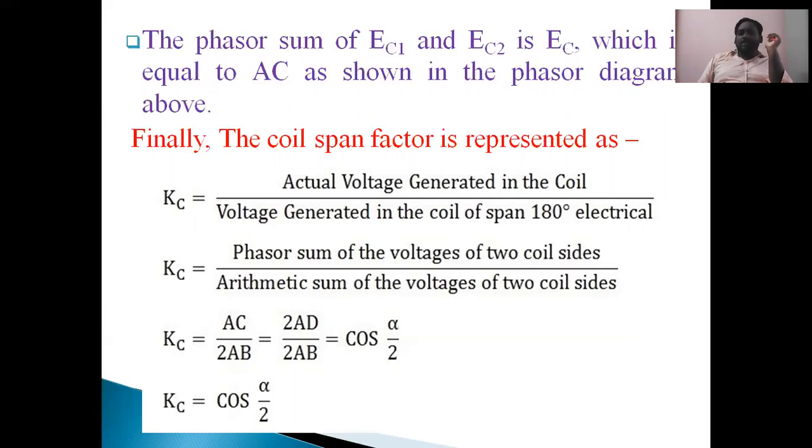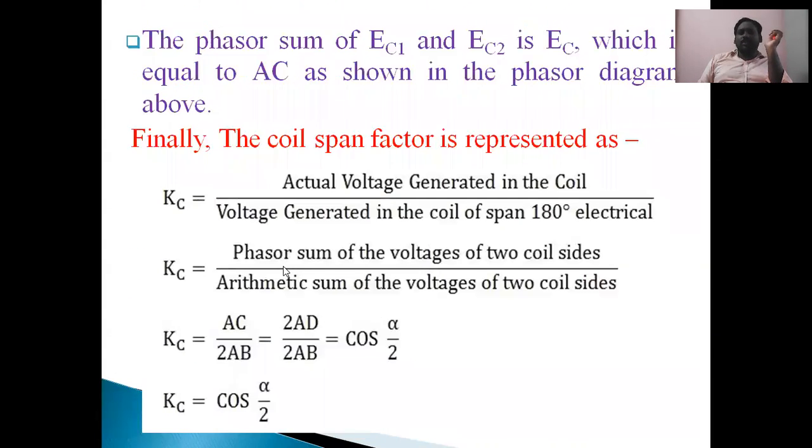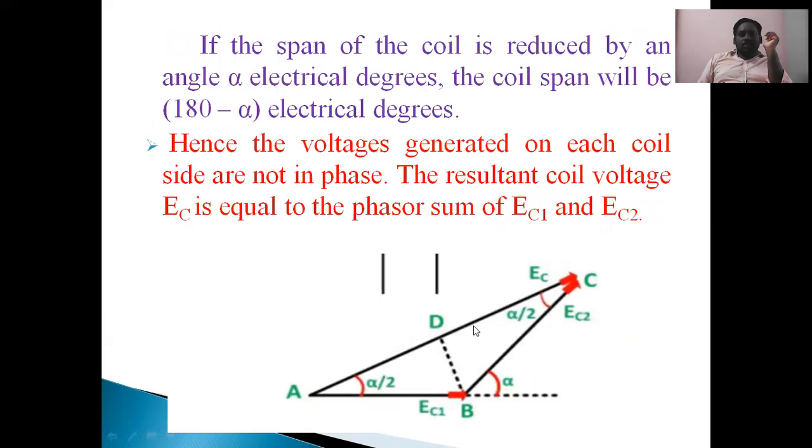So AC is the phasor sum of voltage, and AC is AB plus BC. Otherwise, this AC can also be written as follows: AD is half of the total AC, so AC is nothing but 2AD.